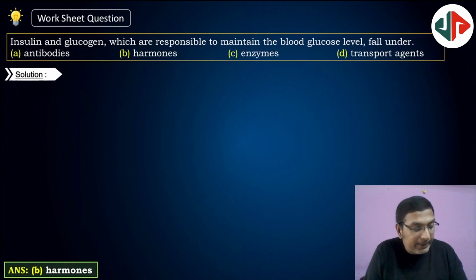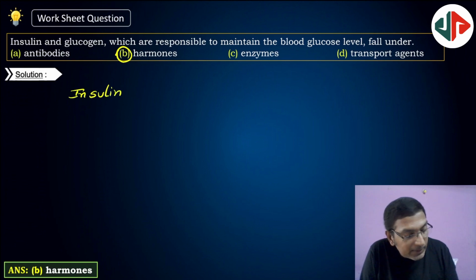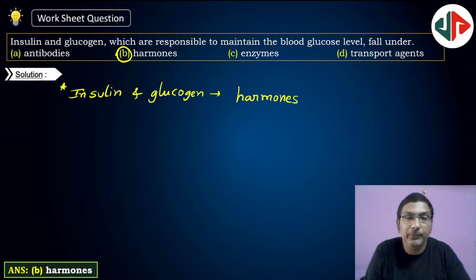Next. Insulin and glucagon, which are responsible to maintain blood glucose level, fall under. These are simply hormones. Insulin and glucagon are hormones. So biological messengers are hormones. Simple question. Next.